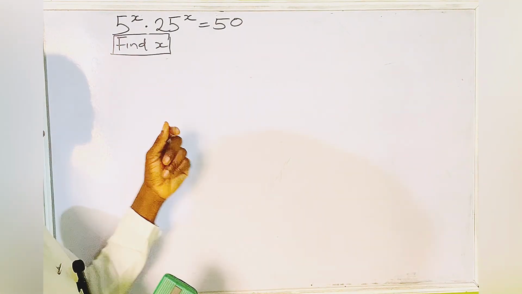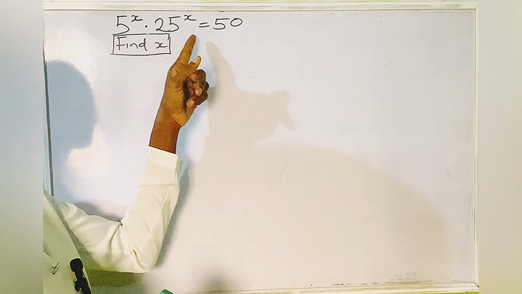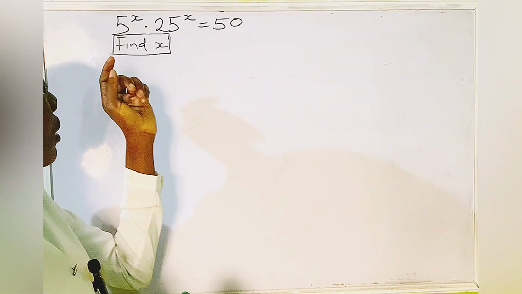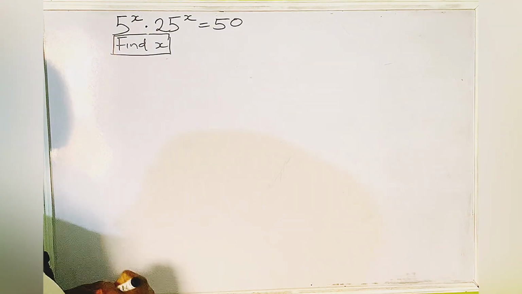Let's solve this question together. We have 5 to the power of x multiplied by 25 to the power of x is equal to 50. Find the value of x. Okay, let's jump right into the video.